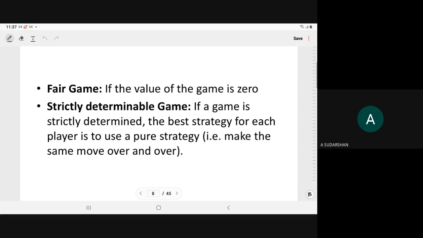Both of the two examples we have seen are strictly determinable games, because in them we have given you the optimal solution in terms of the optimal strategy. And that is unique, and it is the pure strategy, right? So in general, pure strategy means the players use the same strategy over and over.